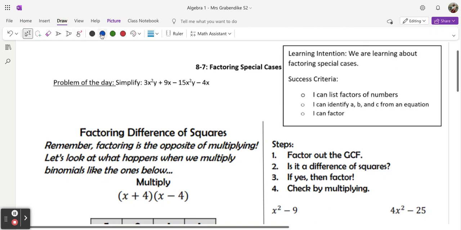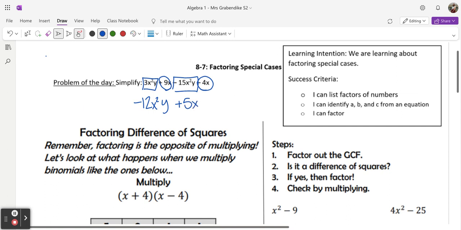All right, so this is section 8.7, factoring special cases. So problem of the day, we are going to simplify this polynomial. So here, 3x squared y can be combined with negative 15x squared y. So that would be negative 12x squared y. And then 9x can be combined with negative 4x. So that would be plus 5x.